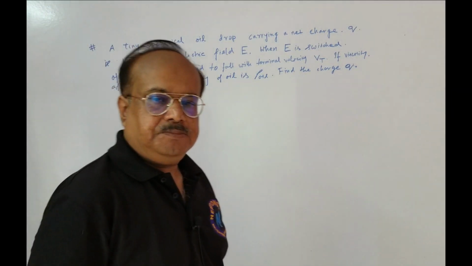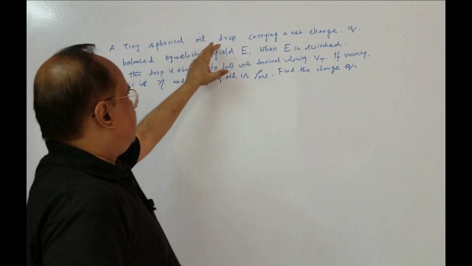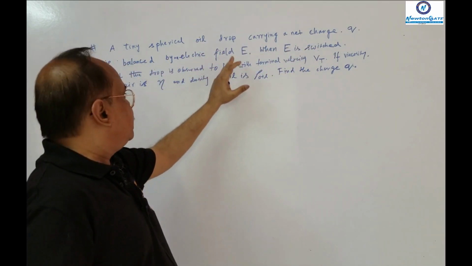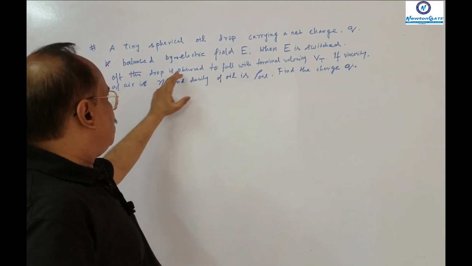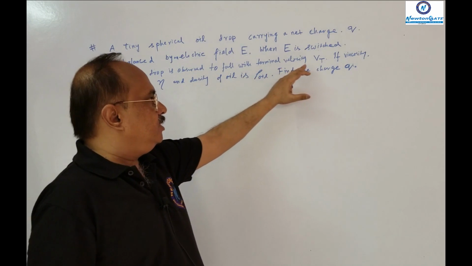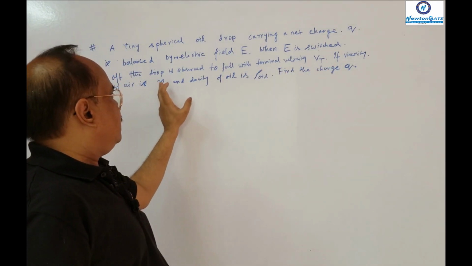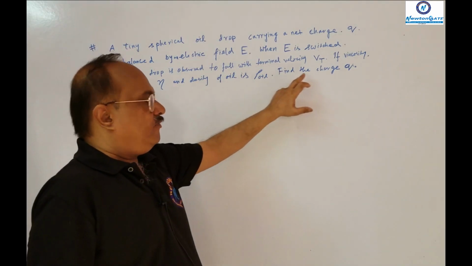Here is our next sum. You can see a tiny spherical oil drop carrying a net charge Q is balanced by an electric field E. When E is switched off, the drop is observed to fall with a terminal velocity Vt. If the viscosity of the air is eta and density of the oil is rho oil, find the charge Q.